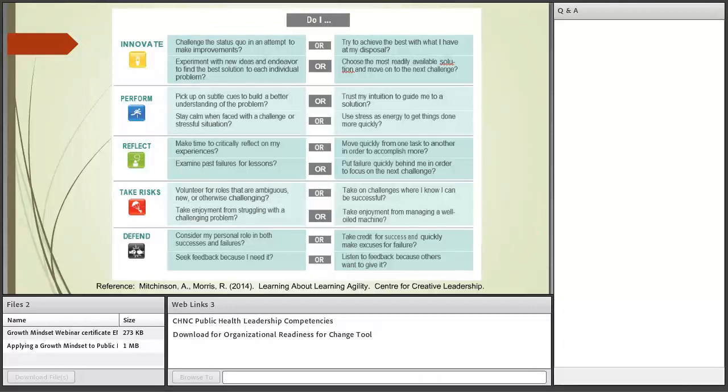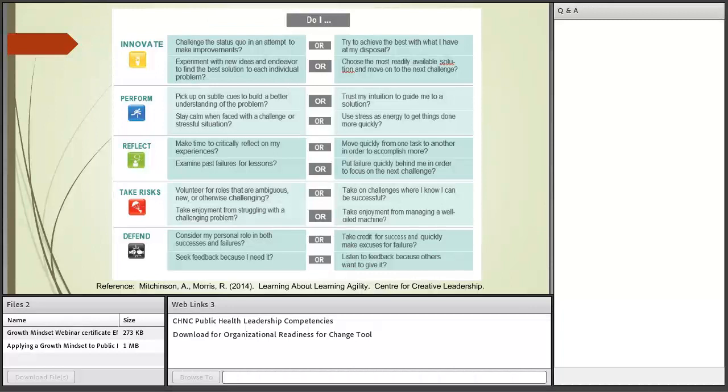Then take risks. So volunteer for roles that are ambiguous, new, or otherwise challenging. Take enjoyment from struggling with the challenging problem. Check off if you're more like this. But the companion statements are: take on challenges where I know I can be successful. Take enjoyment from managing a well-oiled machine. If you're more like this, check off this, which will be your third column, fourth row.